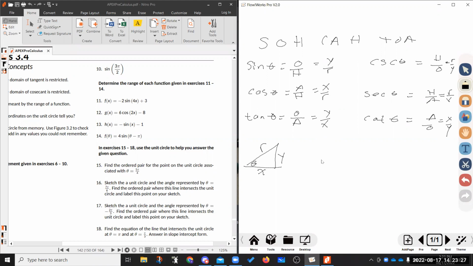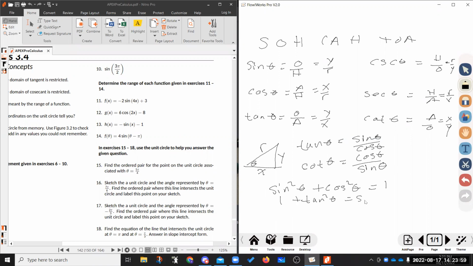Another set that you're going to want to know for your fundamental identities, besides your reciprocals and your regular definitions, you're going to want to know your quotient identities that say that tangent is equal to sine over cosine, and that cotangent is equal to cosine over sine. You're going to want to know your Pythagorean identities that say that sine squared plus cosine squared is equal to 1. 1 plus tangent squared is equal to secant squared, and that 1 plus cotangent squared is equal to cosecant squared. Those will be important for you.